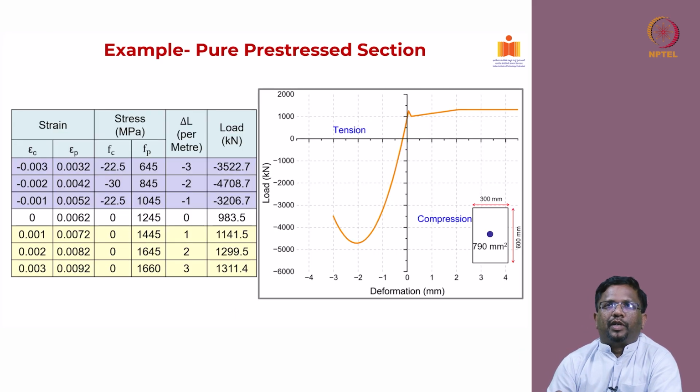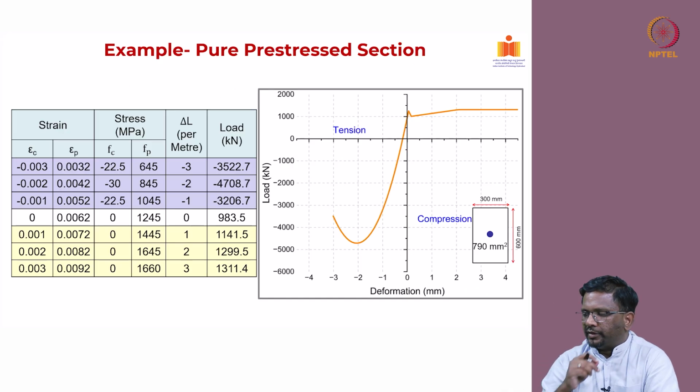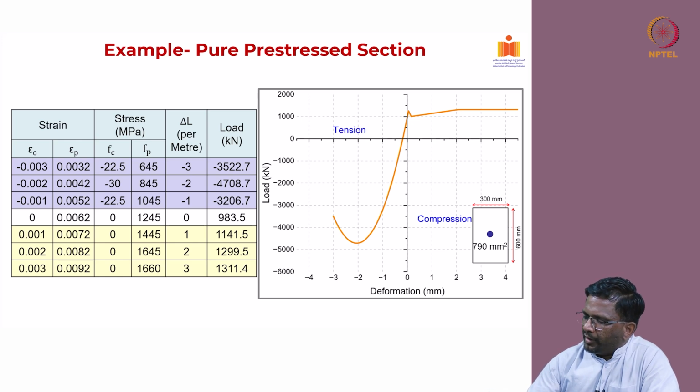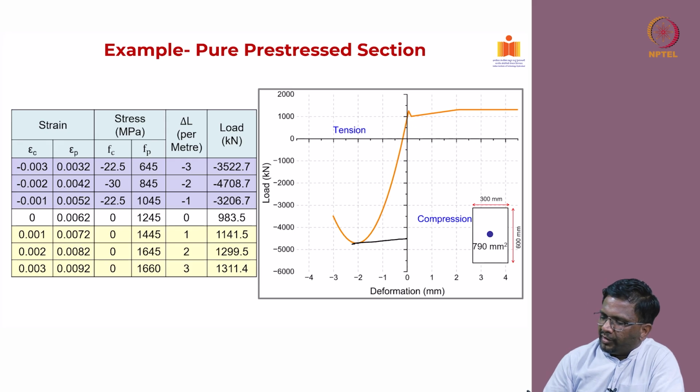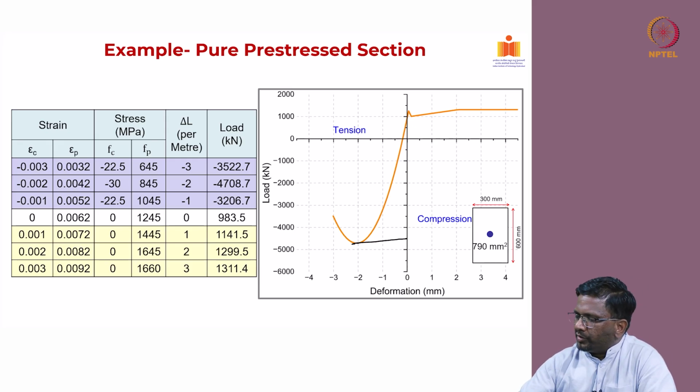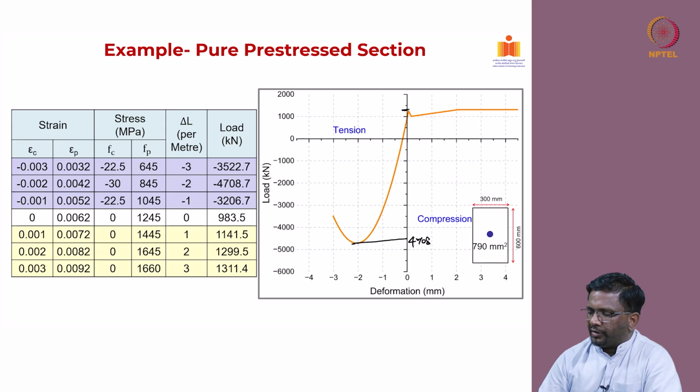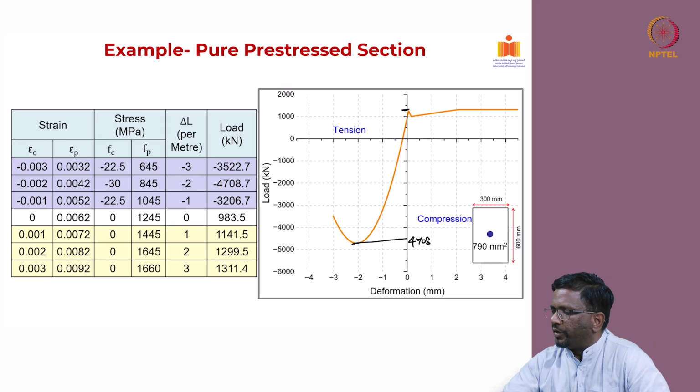That is what we have done here, and you can see the entire response and the maximum load for this particular section. Usually it is when the concrete reaches 0.002. In compression it has taken about 4708 kilonewton. In tension, if you see the calculations again, this section is going to take about 1311 kilonewton. This is the value.